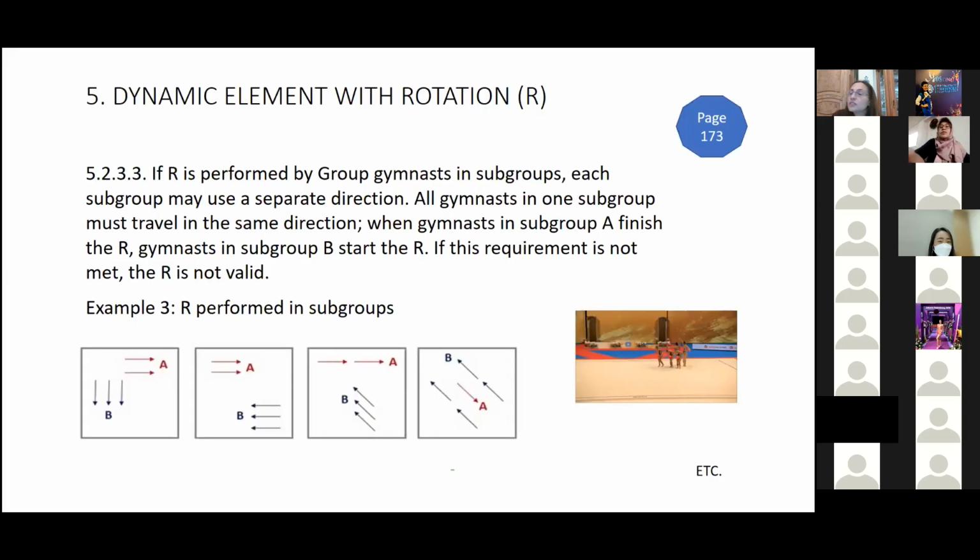If R is performed in subgroups, each subgroup may use a separate direction. It's allowed, but only if the first subgroup finishes, then the second subgroup starts. If this requirement is not met, the R will not be valid. This is the only exception, that they can go in different directions if they are in subgroups. If the first subgroup finishes, then the second subgroup can start.